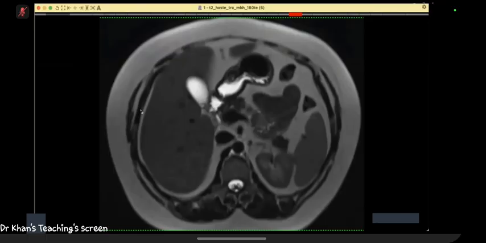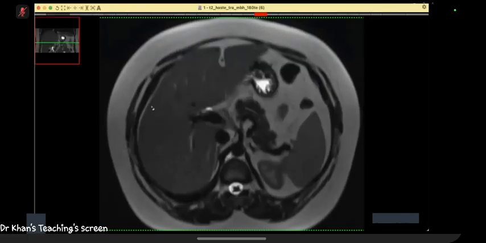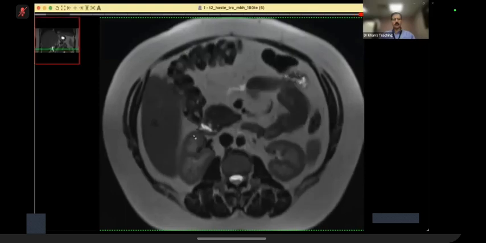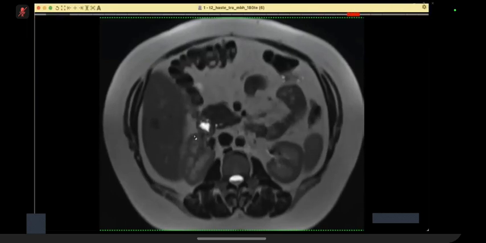I would like also to see the arterial phase. This is the T2 weighted sequence, and this is the lesion. Do you still want to keep hemangioma as your diagnosis? No. Now it's low. So excluding hemangioma now, it could represent a focal nodular hyperplasia or adenoma.